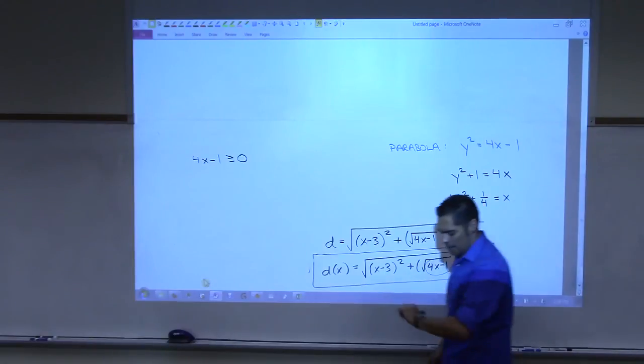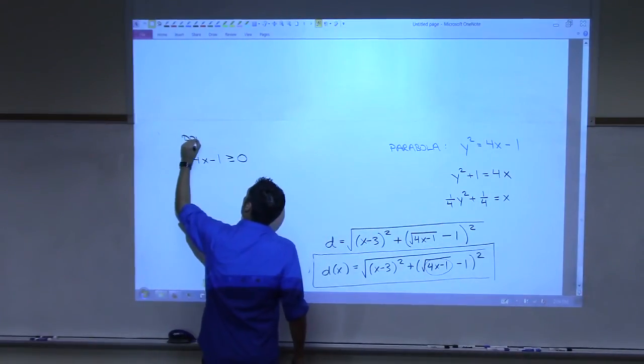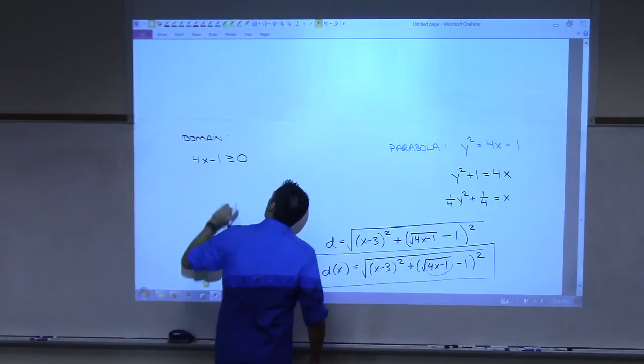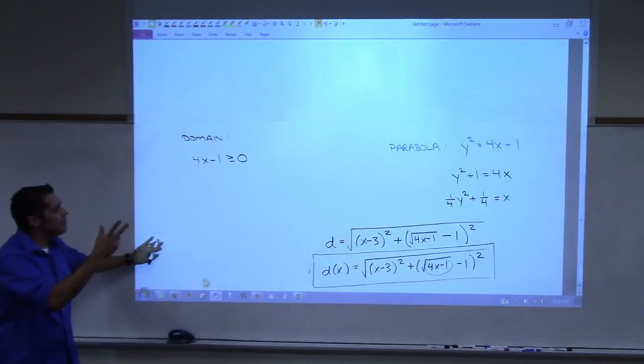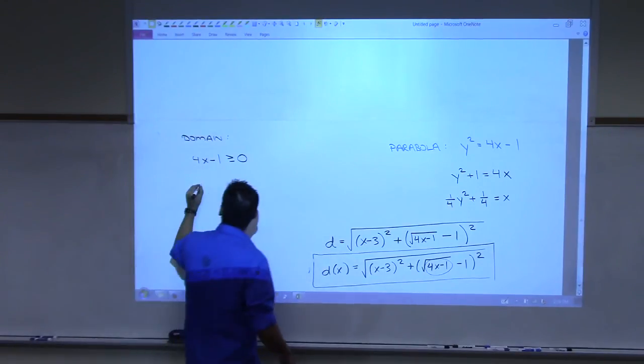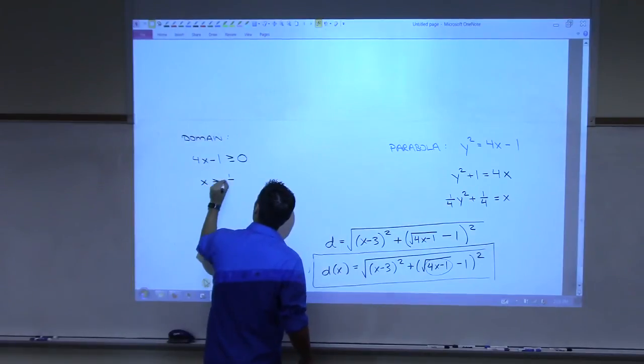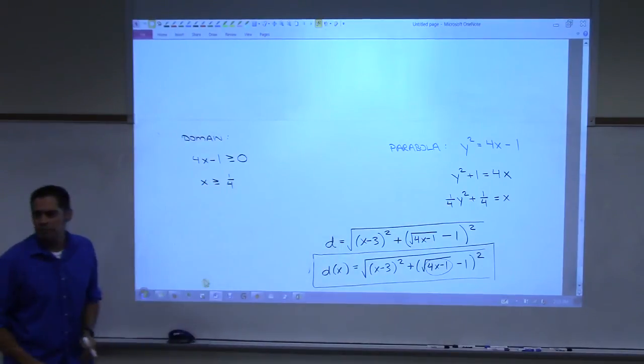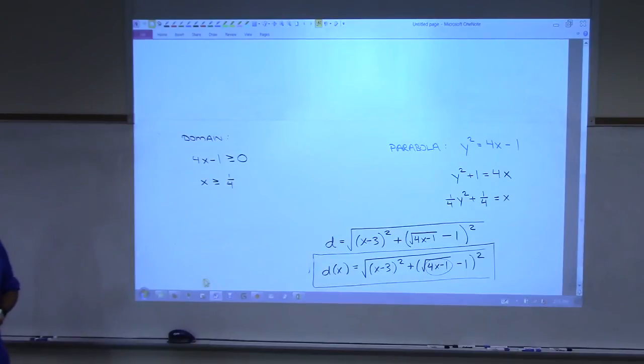Oh, this is domain I'm talking about. Domain. And so the domain of this, just solve this linear inequality. X must be greater or equal to 1/4. Why isn't 3? Pardon? Why not 3?